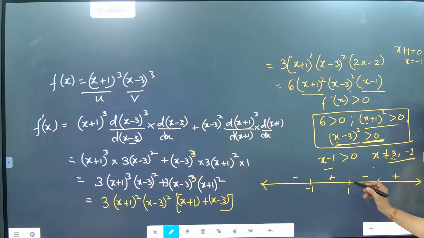So that means what? Left of 1 and right of 1, both will give positive value. It is a point of inflection. We can't check that. So both will become positive.